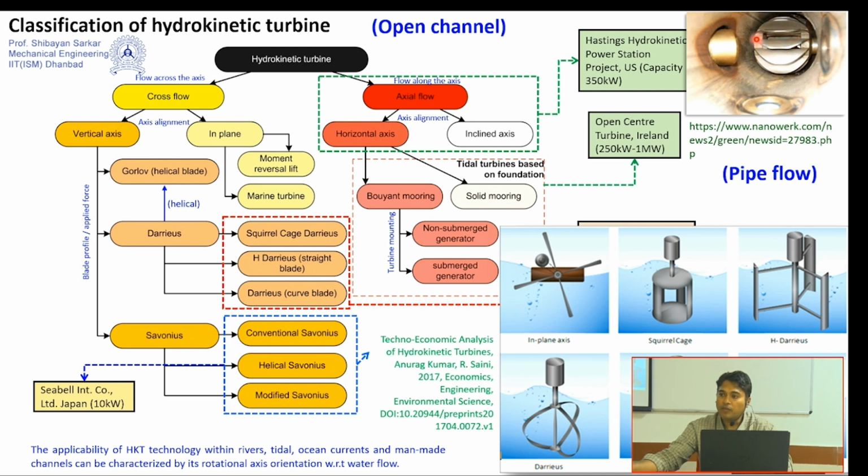So this type of modification I basically need to perform. This type of modification will also be applicable if, suppose, this squirrel cage, or maybe Gorlov, or maybe this Darrieus.